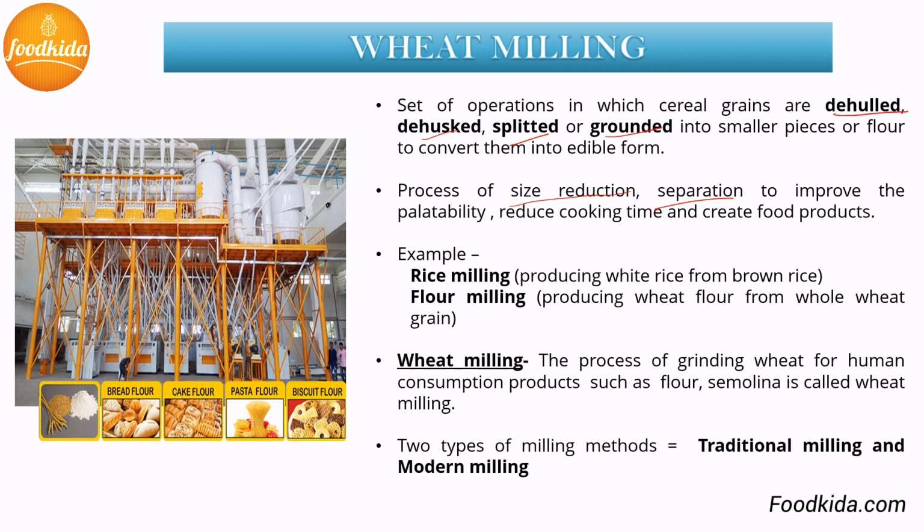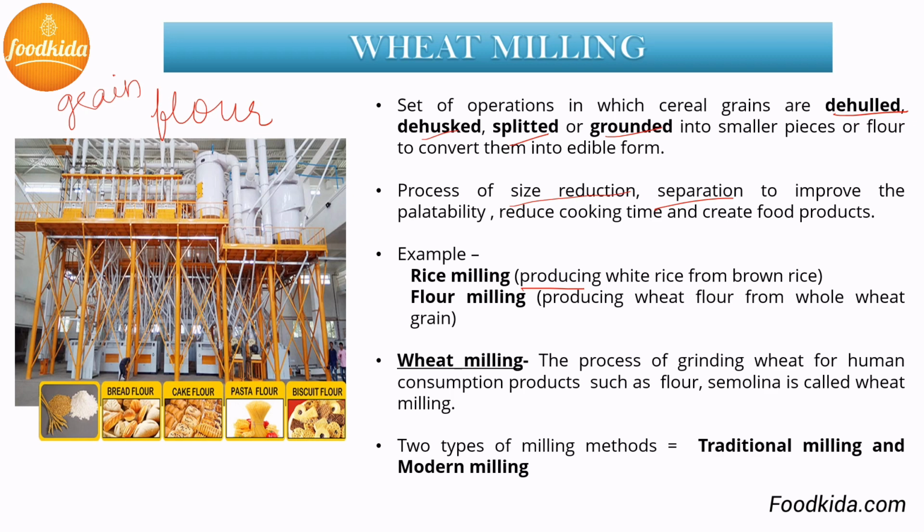Broadly, milling can be of two types: grain milling and flour milling. In grain milling, the final product is grain itself. At the end, we are receiving the grain. For example, rice milling. White rice is produced from brown rice. So here at the end, we are receiving the grain, that is white rice. And in flour milling, the final product is flour. And here the grain undergoes a set of milling operations, and at the end, flour is obtained. Example, production of wheat flour from whole wheat grain.